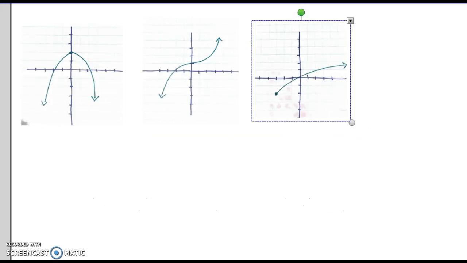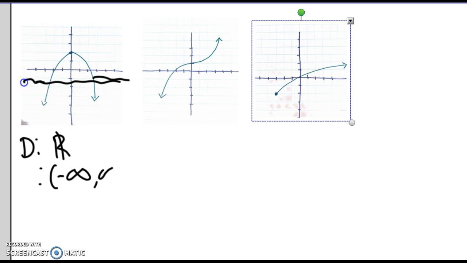So if I look at this first graph on the far left, I'd say domain. What x values are there? Could x be any number whatsoever? Or is there a limit to what the x values are? Nope. The domain is all real numbers. It can be written two ways, all real numbers, or it can be written that the domain goes from negative infinity to infinity.